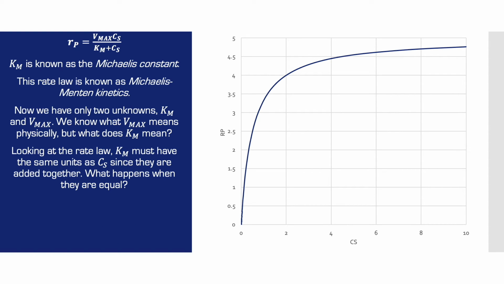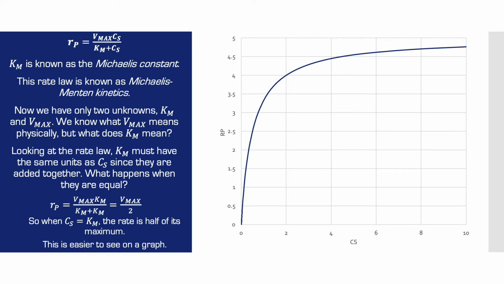Looking at the rate law, Km must have the same units as Cs since they are added together. So what happens when they are equal? So when Cs is equal to Km, the rate is half of its maximum. This is easier to see on a graph.